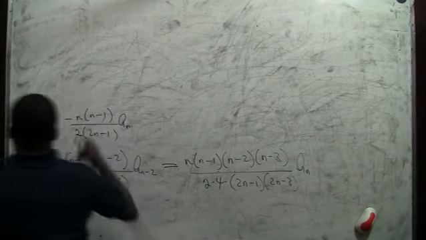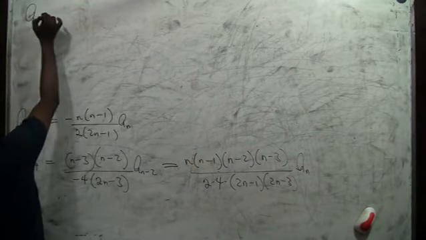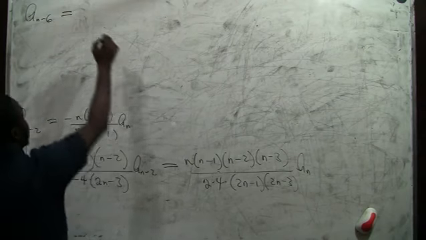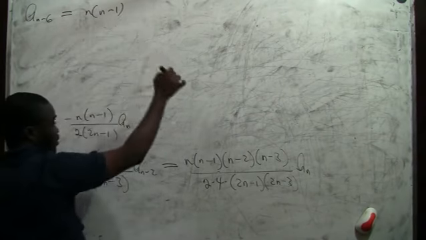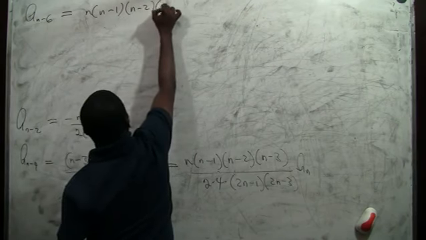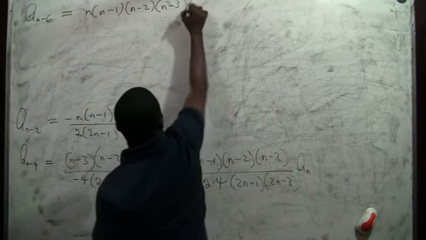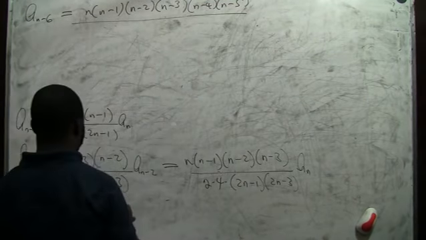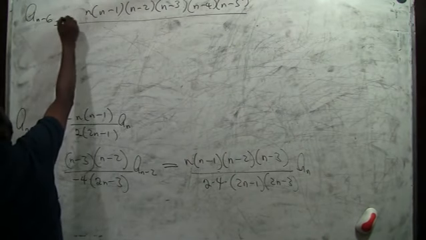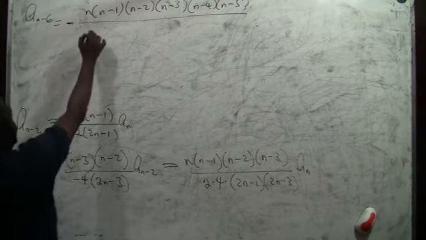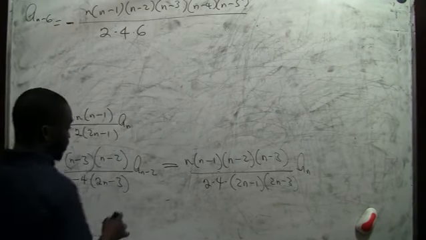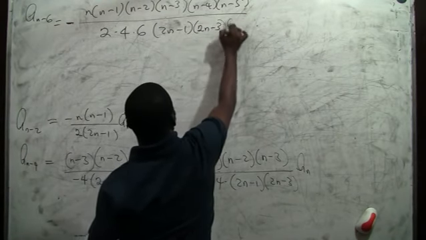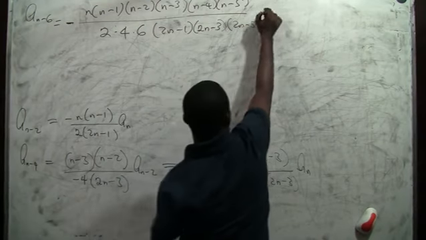Now, following the same pattern, A_{n-6} becomes n, (n minus 1), (n minus 2), (n minus 3), (n minus 4), (n minus 5), all divided by, so this is going to be negative, 2, 4, 6, multiplied by (2n minus 1), (2n minus 3), and (2n minus 5), A_n.